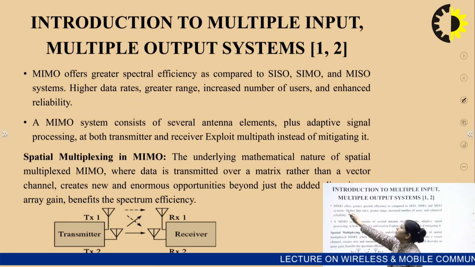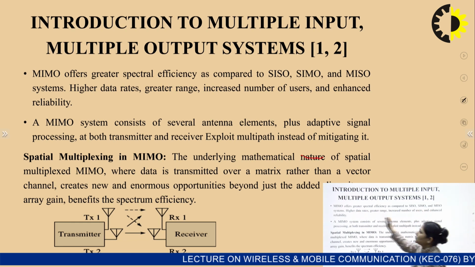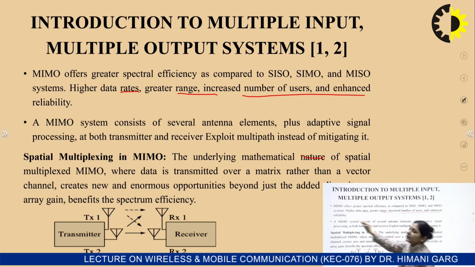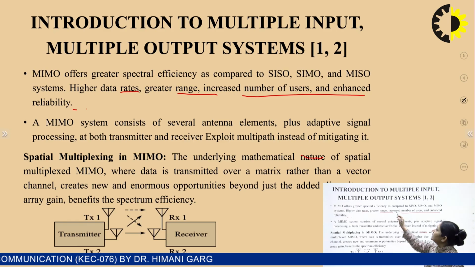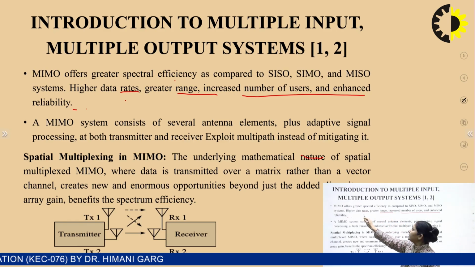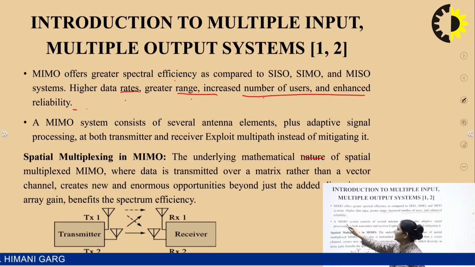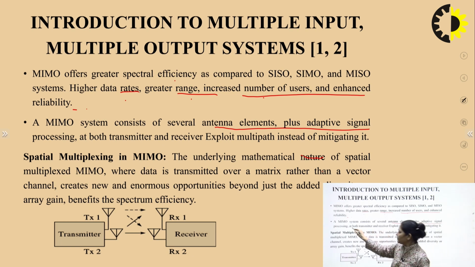Now, MIMO offers greater spectral efficiency as compared to SISO, SIMO and MISO systems, higher data rates, greater range, increased number of users and enhanced reliability. As we are taking multiple inputs, multiple signals are being transmitted by different antennas and multiple signals are being received by different receiver antennas. That's why it will increase the spectral efficiency, high data rate, greater range, increased number of users and enhanced reliability.